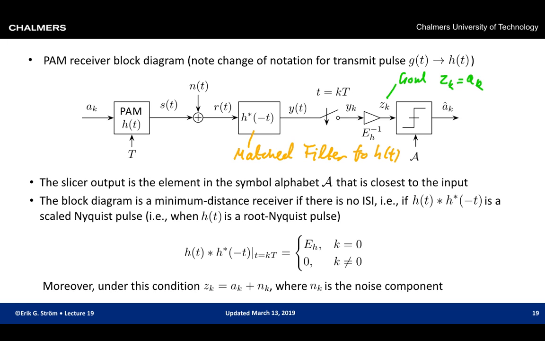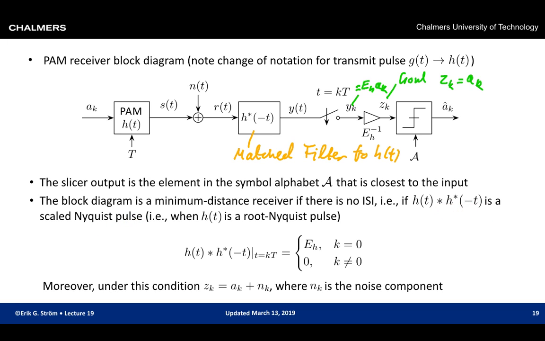Okay, so this is the goal, and that means that YK here is equal to the energy of Y times AK. So that's the goal, right? And by taking EH times AK and dividing by EH, we get Z, and then Z is equal to AK. So that would be nice. And as a matter of fact, if there is no noise, in the ideal case, this works as long as H convolved with the impulse response, which is also dependent on H, is a scaled Nyquist pulse.